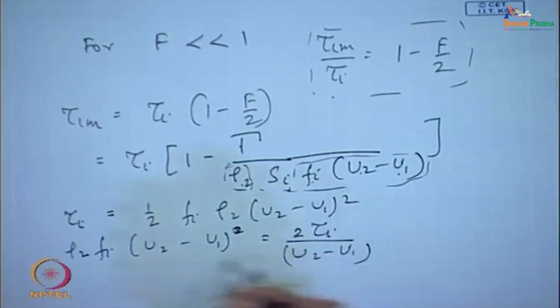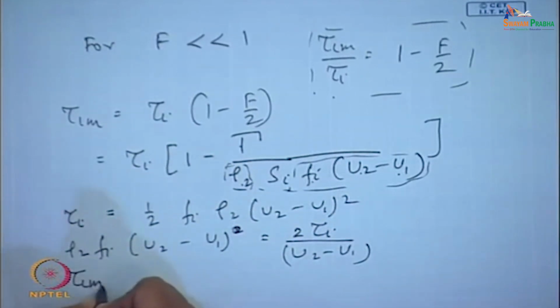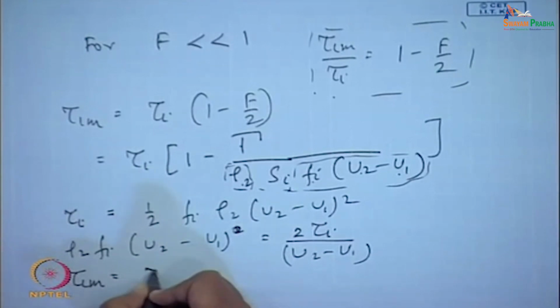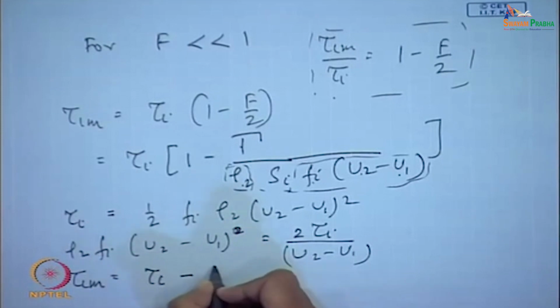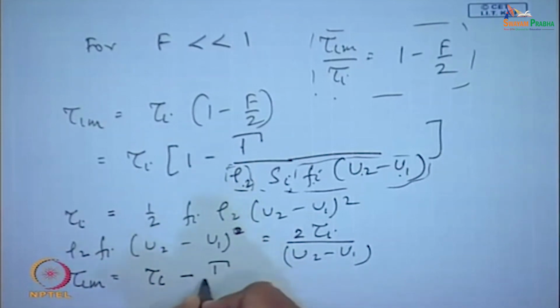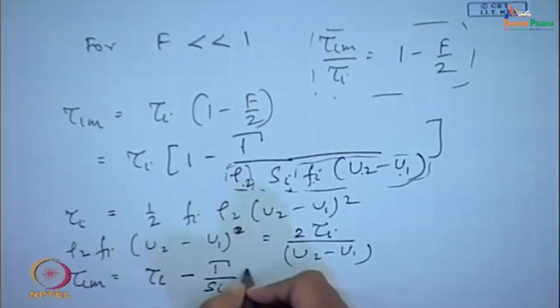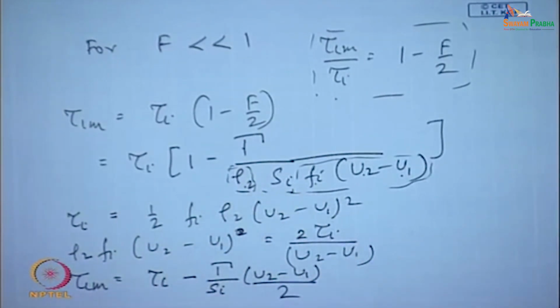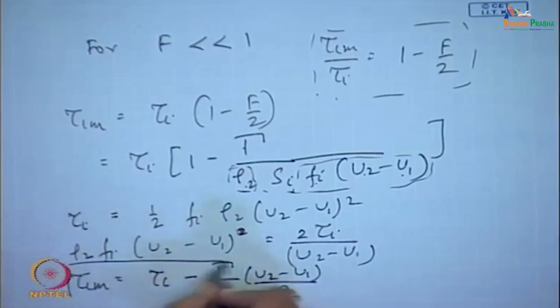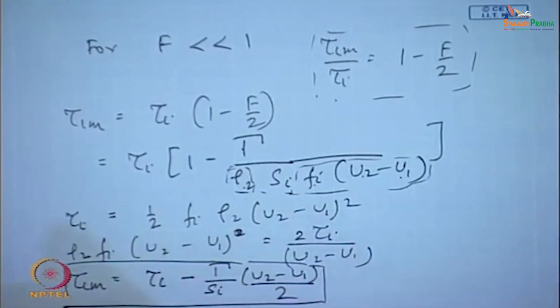Agreed. So, therefore, what do I get? I get tau I m, that is equal to tau I minus gamma by S I into u 2 minus u 1 by 2. This is the thing which I get. Is this particular portion clear to all of you?